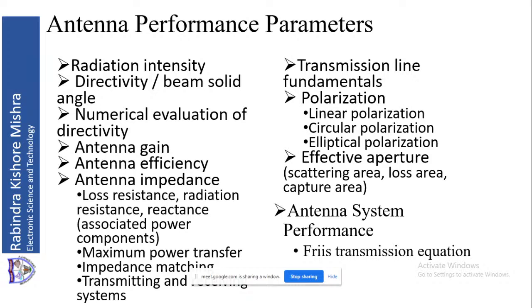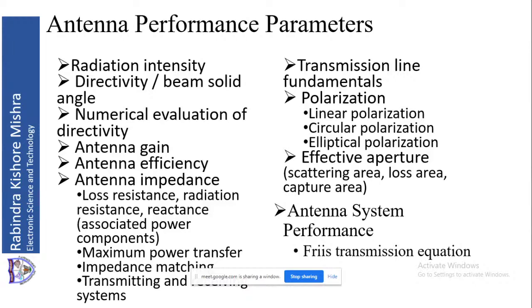And then polarization, three types: linear, circular, elliptical polarization. Then what is effective aperture? I have just discussed it. I revised this today, depending on scattering area, loss area, and capture area. This part you can prepare from Balanis. And then antenna system performance, in which the Friis transmission equation is included. So this complete thing is for unit 1, the first unit of the course.